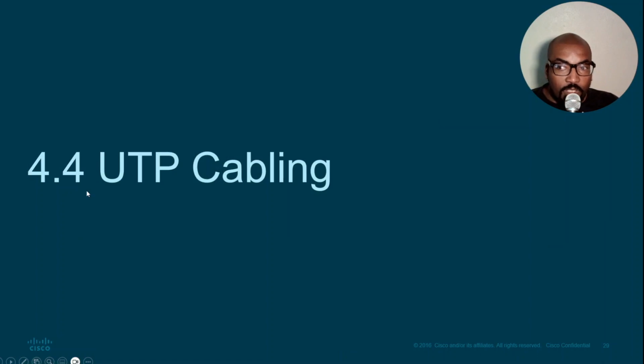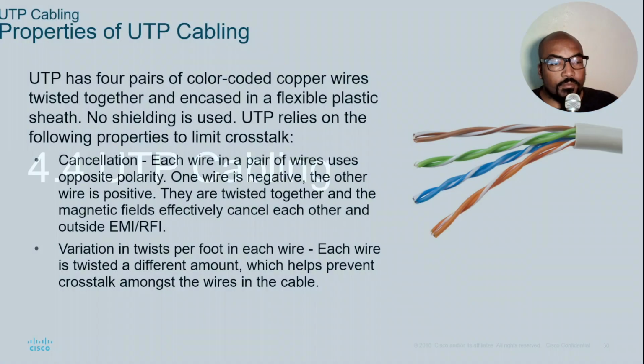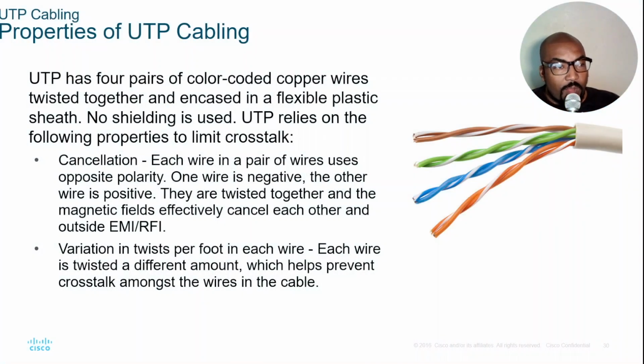UTP cabling. The properties of unshielded twisted pair: it has 4 pairs of color-coded copper wire. These are the four color codes. Remember, I told you I want you to think of these as roads. They all do something very similar, but they need to work together.